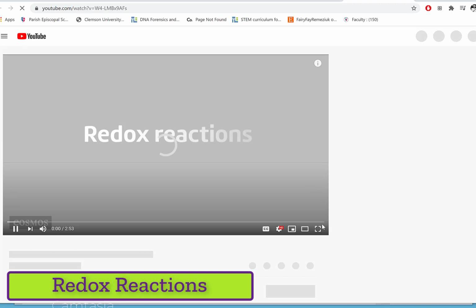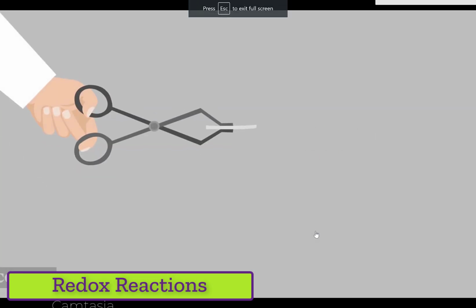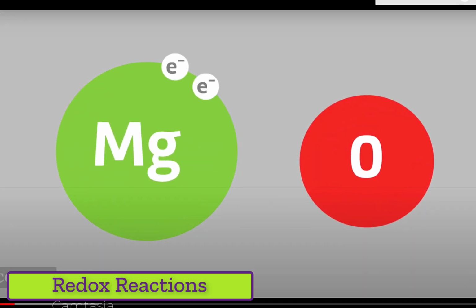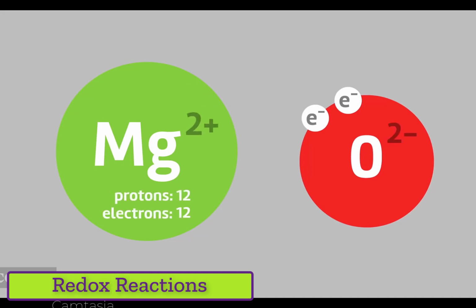Redox reactions. When magnesium combines with oxygen to form magnesium oxide, electrons on the magnesium atoms are more strongly attracted to the oxygen atoms than they are to their own nuclei, so they swap over, creating two ions. The magnesium ions have an electrical charge of +2 because they've lost 2 electrons, and the oxide ions have a charge of -2 because they've gained 2 electrons.